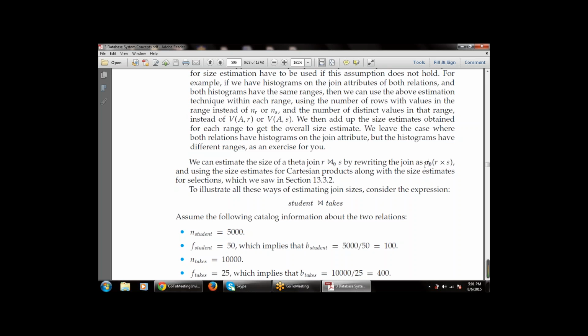To illustrate all these ways of estimating join sizes, consider the following expression: student joins with takes. There will be a join operation carried out between student and takes. Assume the following catalog information about the two relations.